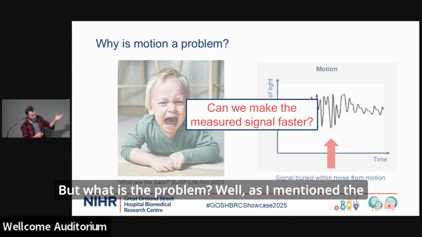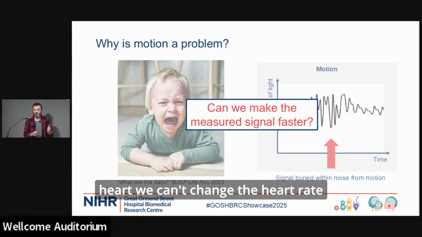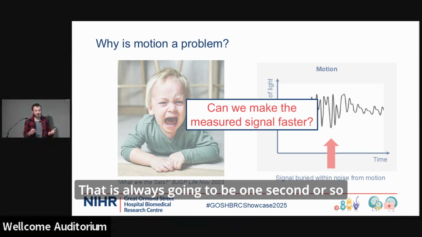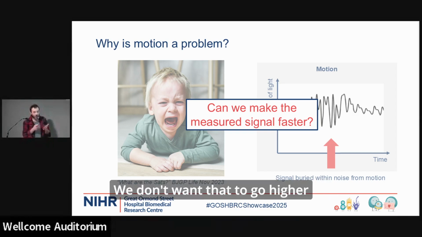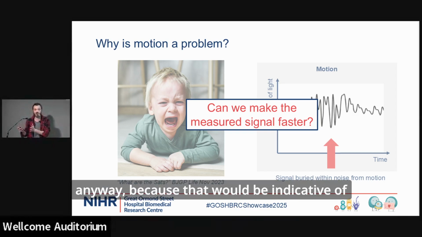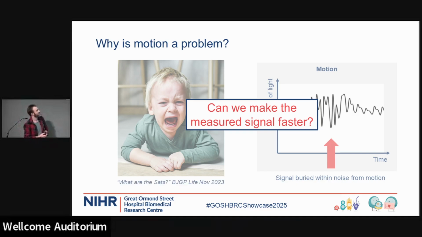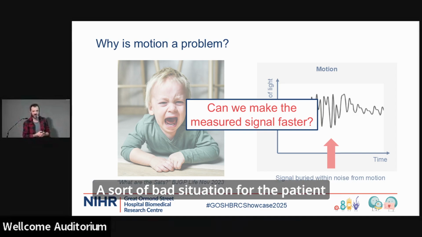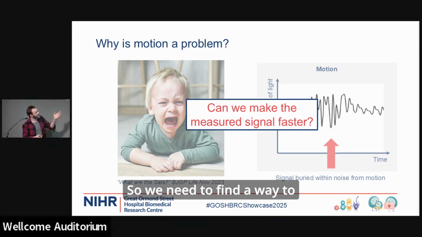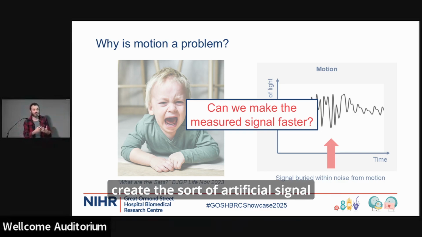Well, as I mentioned, the peaks occur because of the heart. We can't change the heart rate. That is always going to be 1 second or so. We don't want that to go higher anyway, because that would be indicative of a bad situation for the patient. So we need to find a way to create a sort of artificial signal.